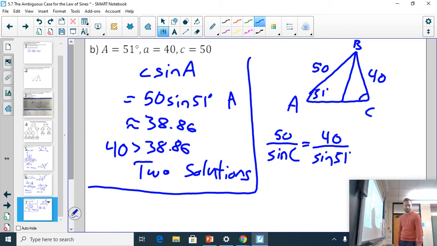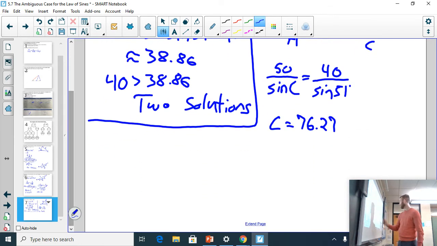And then we can solve so that we get the sine of C on one side, and eventually we're going to get that the angle of C is about 76.27 degrees. And that's just from solving and putting it in your calculator. I trust we can do that, so I'm going to skip that step.